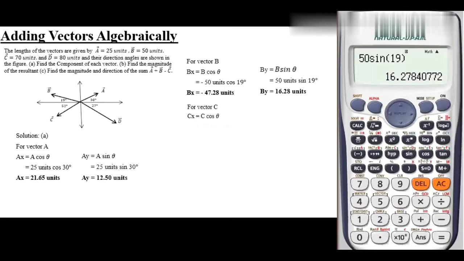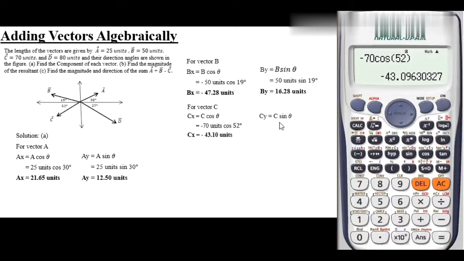Okay, for vector C, Cx is equal to C cosine theta. Substitute the values. We have negative 70 units cosine 52 degrees. Again, Cx is negative since vector C is plotted on the third quadrant where X is negative. Okay, now plug in the values to your calculator. We have negative 70 cosine 52 degrees, that is equal to negative 43.10. So Cx is equal to negative 43.10 units.